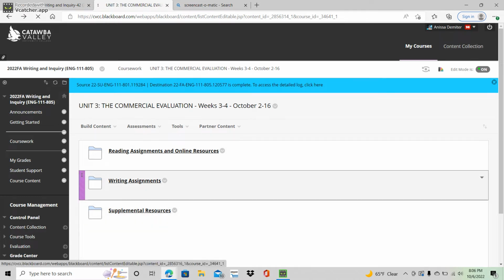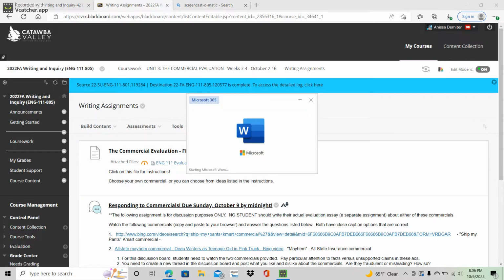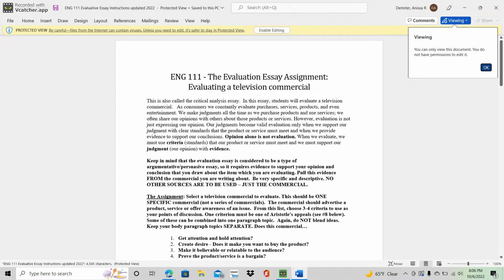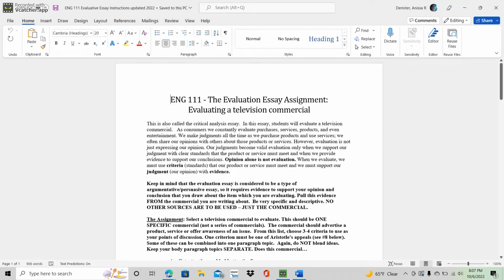The writing assignments are listed here. The very first draft is the commercial evaluation. If you click on the instructions, you have to follow them verbatim. Follow them exactly as they are stated in this document. So if we're looking at, okay, what do I need to do here? What type of essay is this? It's an evaluation. You're going to basically judge a commercial.